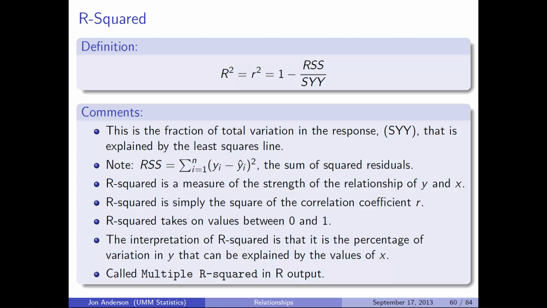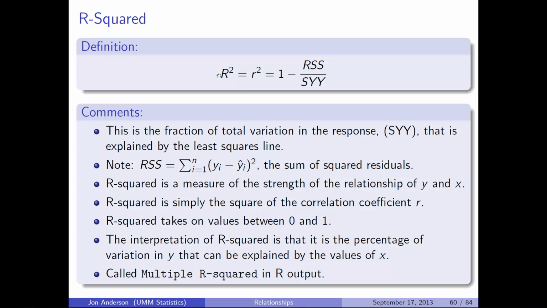Another important value is r squared, and r squared measures the strength of the relationship between the response and the predictor. Now you might ask yourself, well, haven't we done this before with the correlation coefficient? And you have, and if you notice this formula, capital R squared, the thing we're talking about right now, is really the correlation coefficient, little r, squared. So it's a function of the correlation coefficient. The reason we use it is it has a little bit better interpretation.